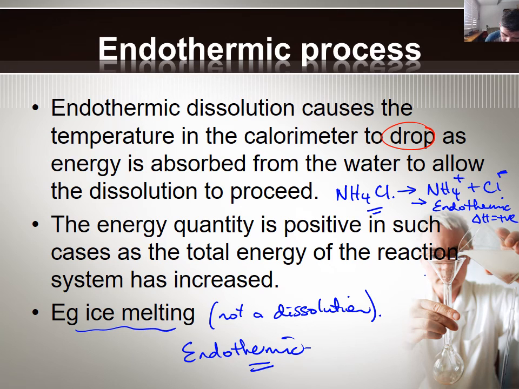So we just need to make sure that we get a distinction between the system, the reaction system, and the surroundings. If the energy is going in from the surroundings, then the surroundings will feel cooler and it'll be endothermic. And if it's going the other way, that is, the reaction system losing energy to the surroundings, then the surroundings will feel warmer and the temperature will rise. So it will be exothermic.